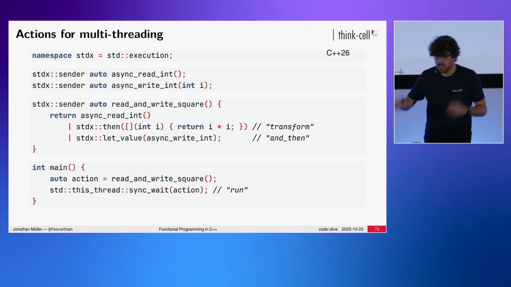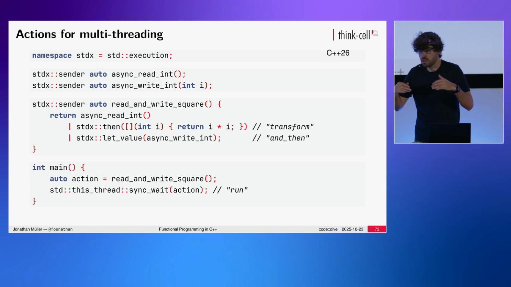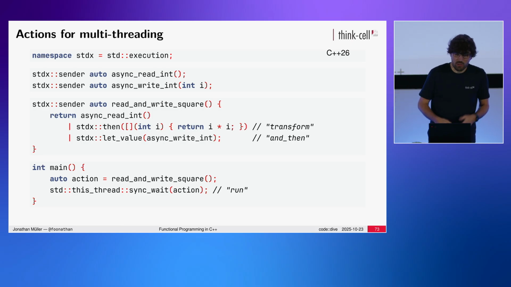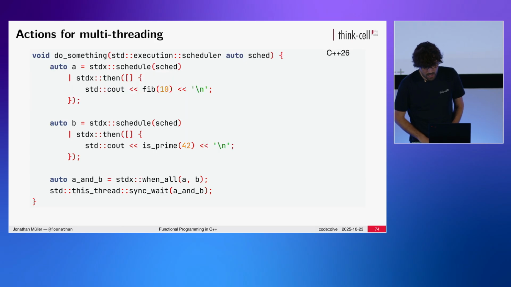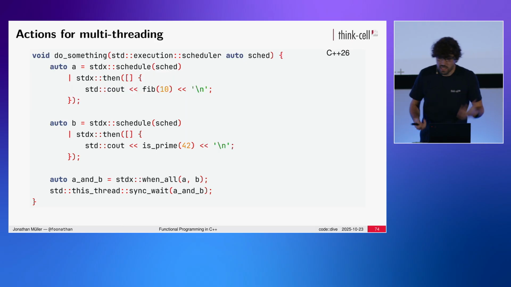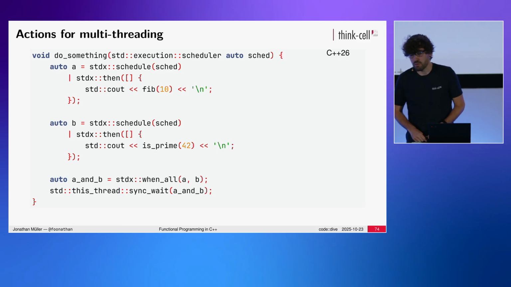And the one action is called sync_wait, because you start executing the action, and then it just waits for it to complete by blocking the current thread. Now, of course, they're not meant for this kind of code, they're meant for multithreading. So, for example, we can write a function that wants to compute the 10th Fibonacci number and check whether 42 is prime, but wants to do that in parallel.